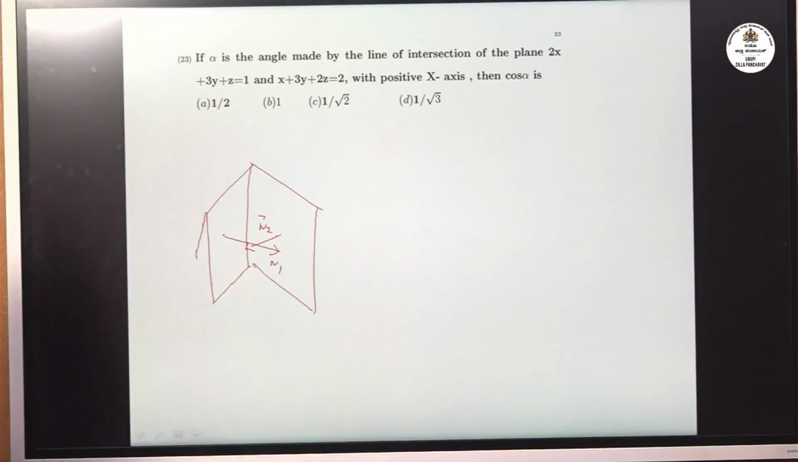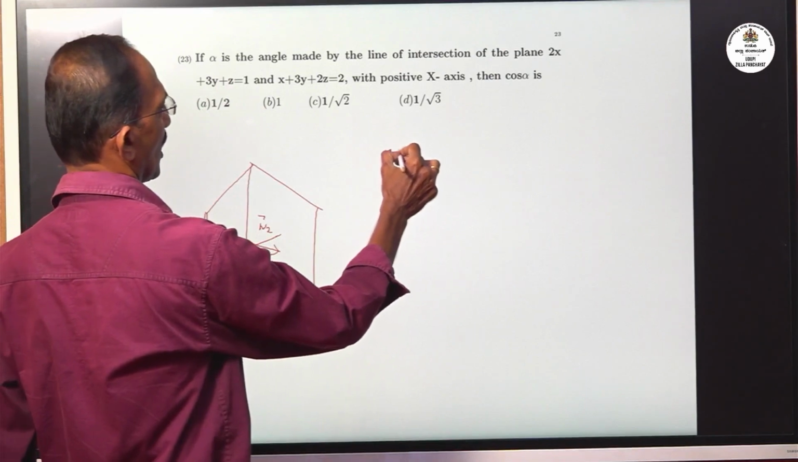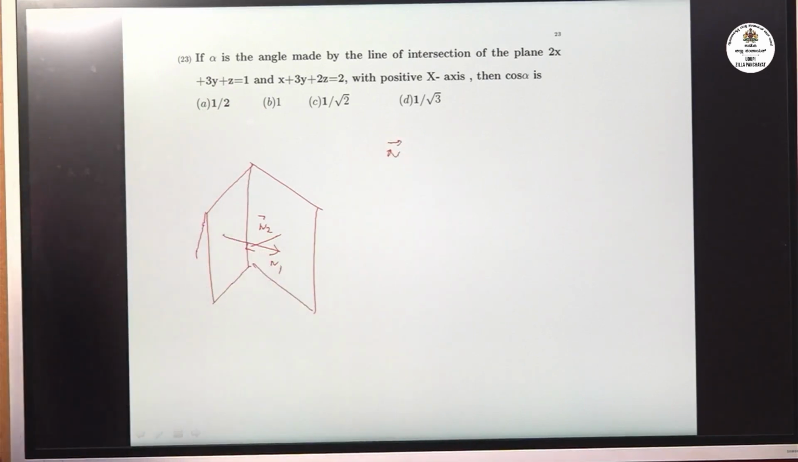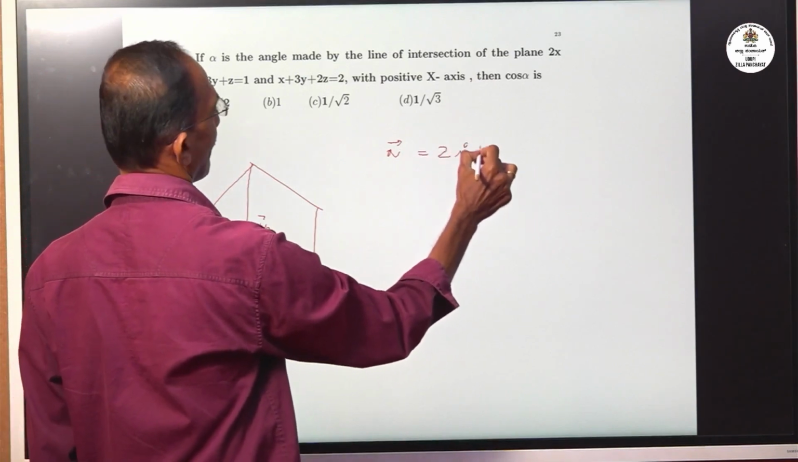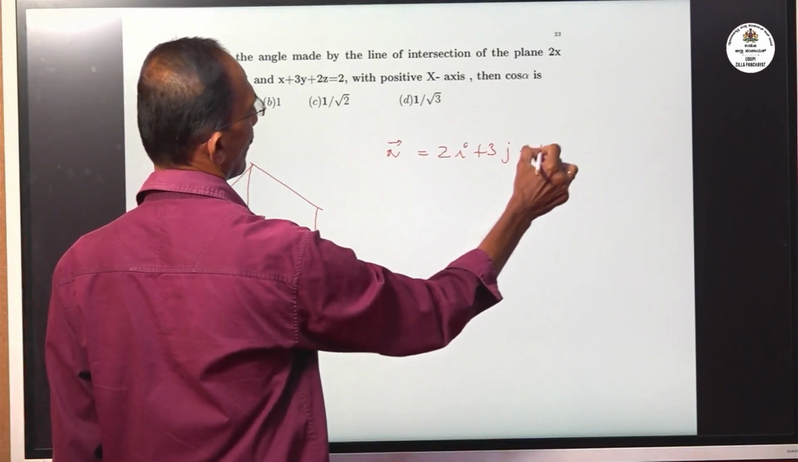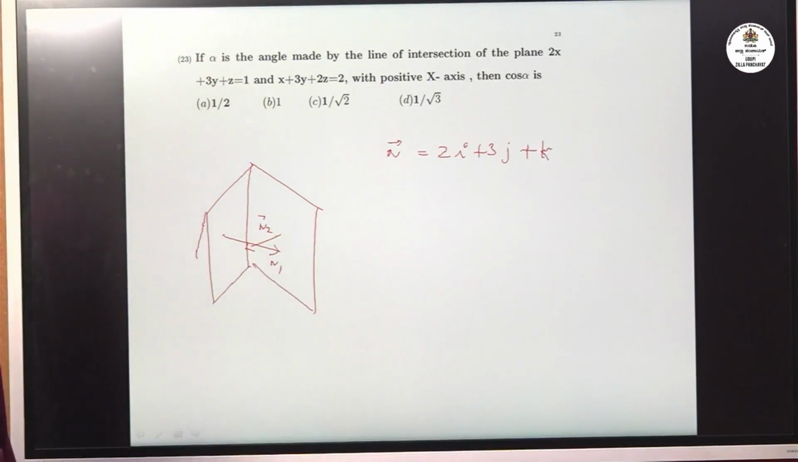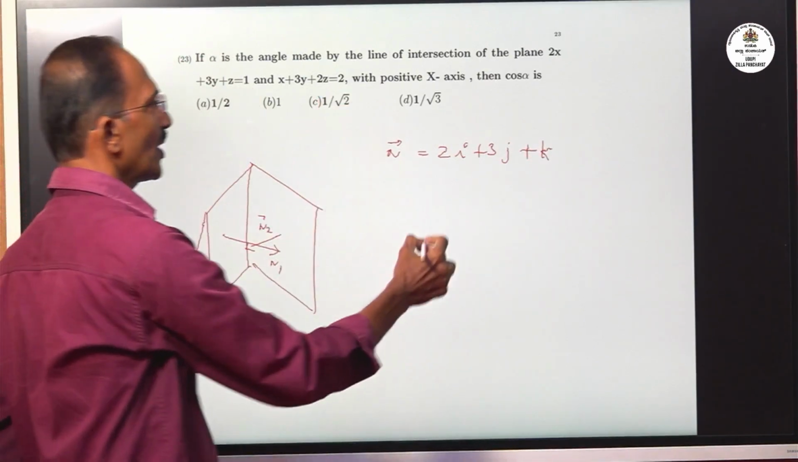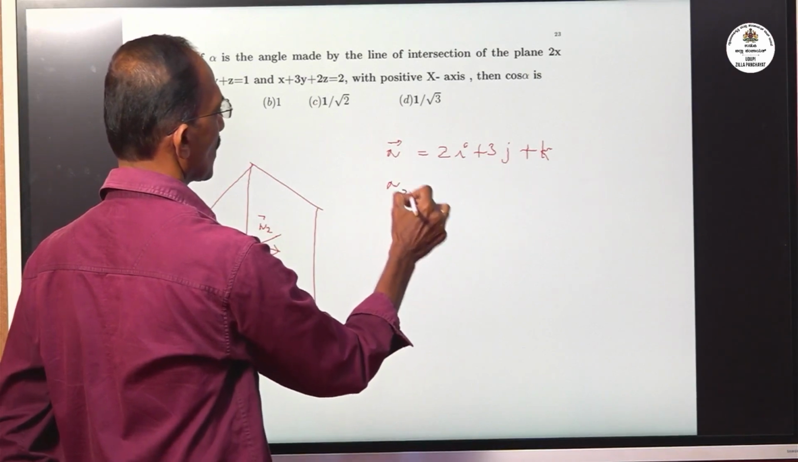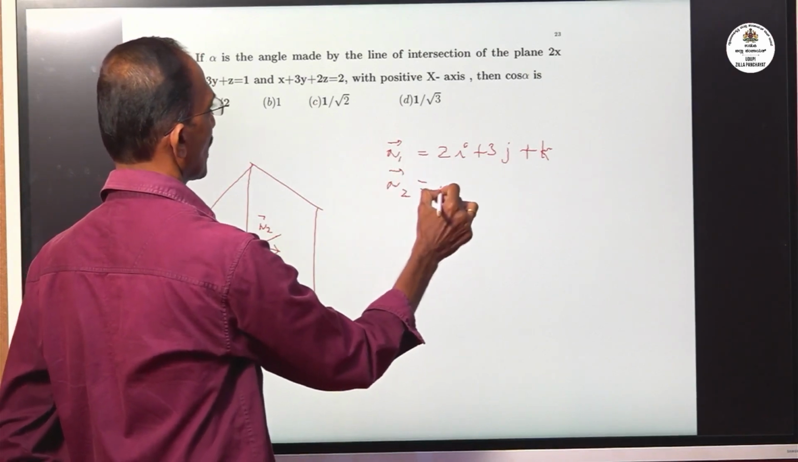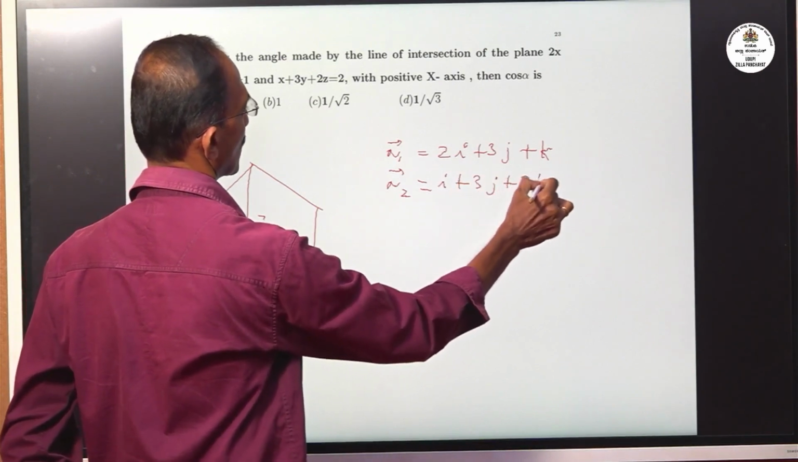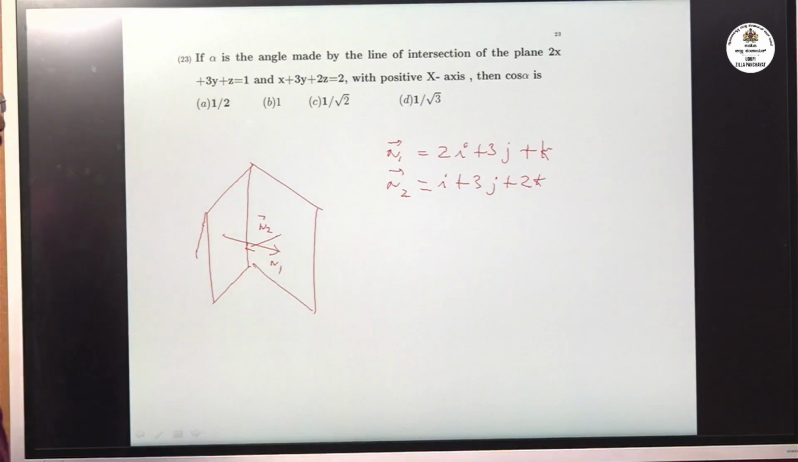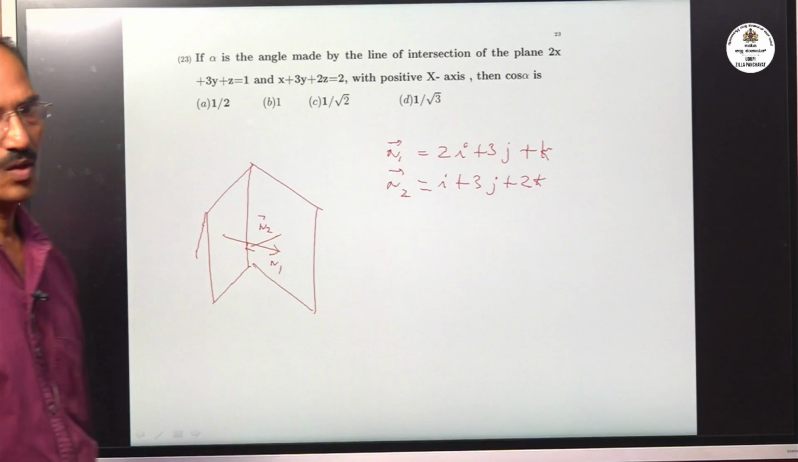So what is n1? It is a vector perpendicular to the first plane, that is the first equation of the plane, which is 2i + 3j + k. And what is the other normal? That is the normal n2, which is i + 3j + 2k. So clearly 2, 3, 1 and 1, 3, 2 are the values.